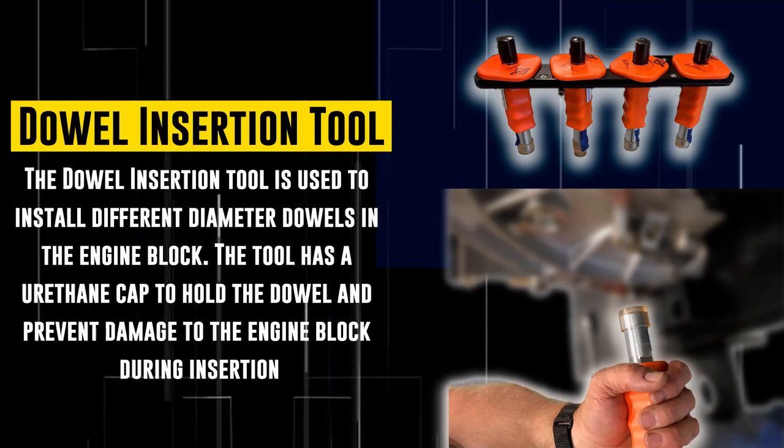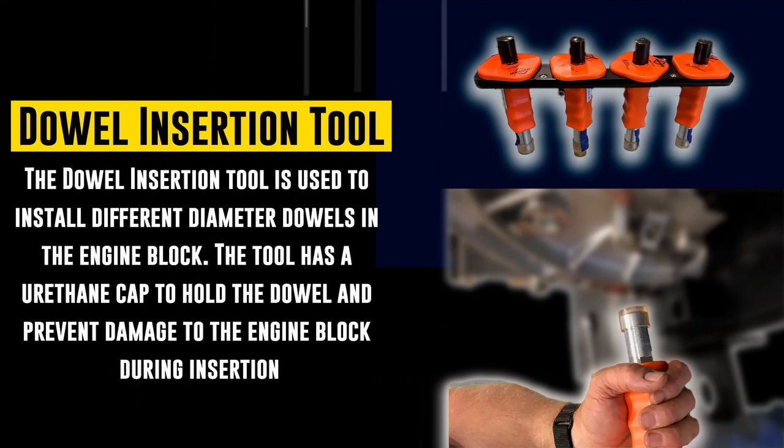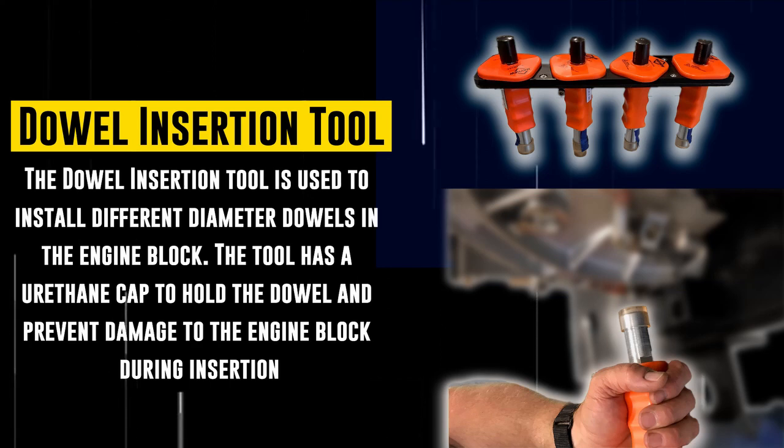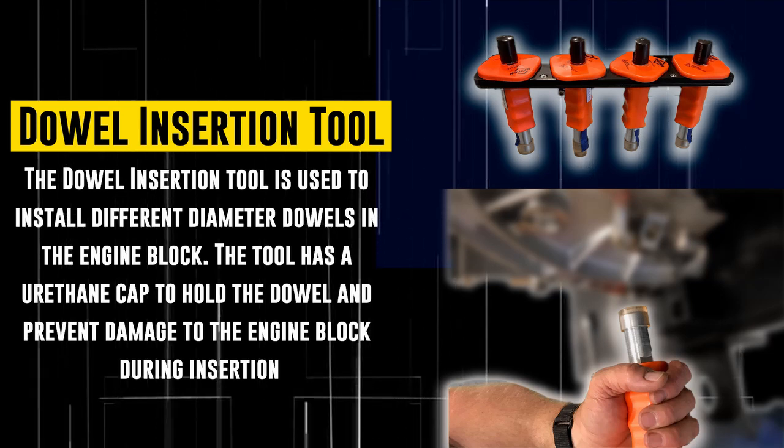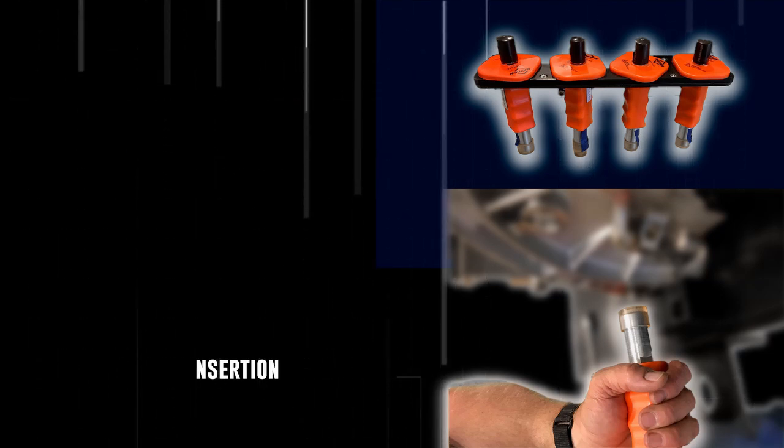Dowel Insertion tool. The dowel insertion tool is used to install different diameter dowels in the engine block. The tool has a urethane cap to hold the dowel and prevent damage to the engine block during insertion.